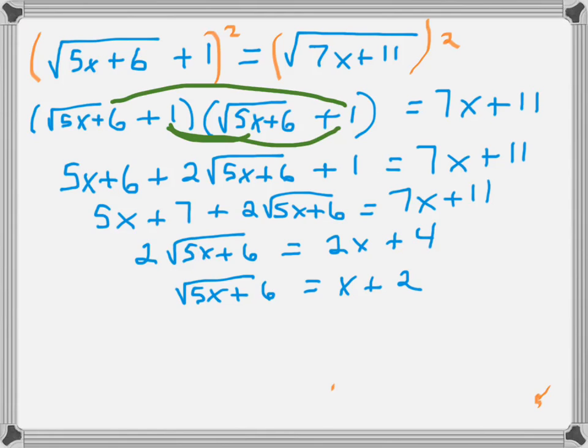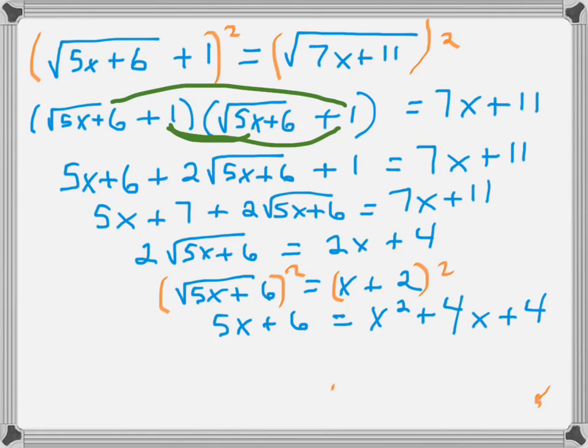So once again, we have to square both sides, giving us 5x plus 6 on the left, because we squared this side of the equation, and then we're going to square that side of the equation. So we're going to get x squared plus 4x plus 4. Setting it equal to 0, we get x squared, and we subtract 5x from each side, giving us minus x. Subtract 6 from each side, we get a minus 2.